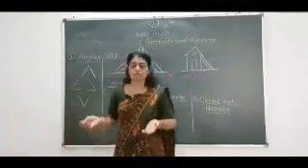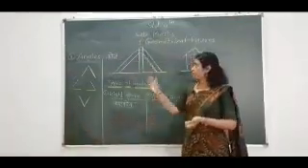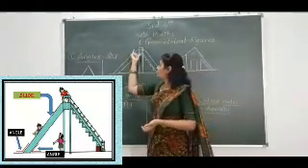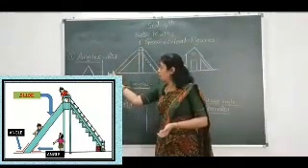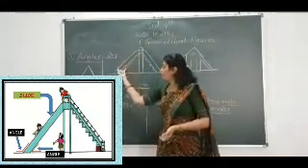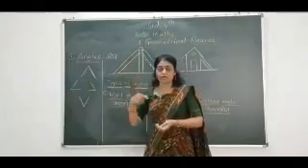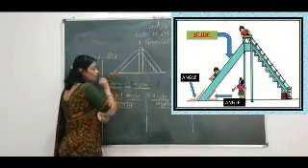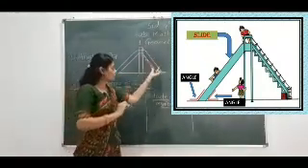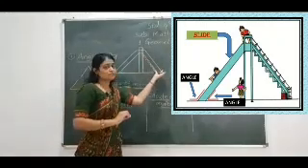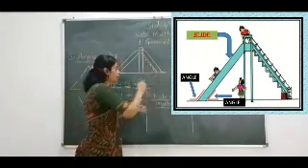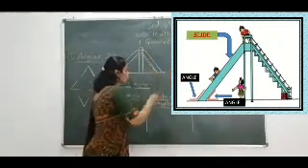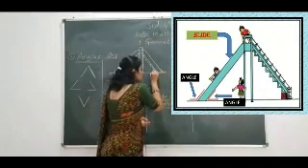In our surroundings, we see angles in different things. See here, this is a slide. The slide makes an angle with the ground. So, here is also an angle. These are steps. The steps make an angle with the ground. So, here is also an angle.